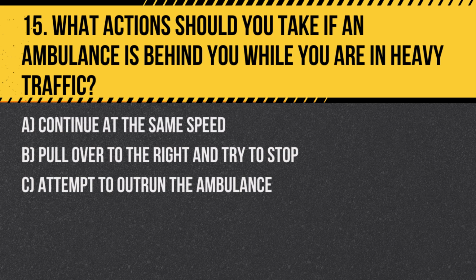Question 15. What actions should you take if an ambulance is behind you while you are in heavy traffic? A. Continue at the same speed. B. Pull over to the right and try to stop. C. Attempt to outrun the ambulance. Answer: B. Pull over to the right and try to stop. When an ambulance approaches with sirens in heavy traffic, the best action is to pull over to the right and stop if possible, to give it a clear path.